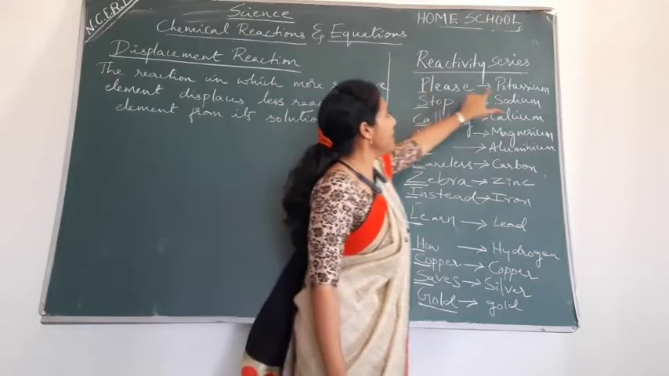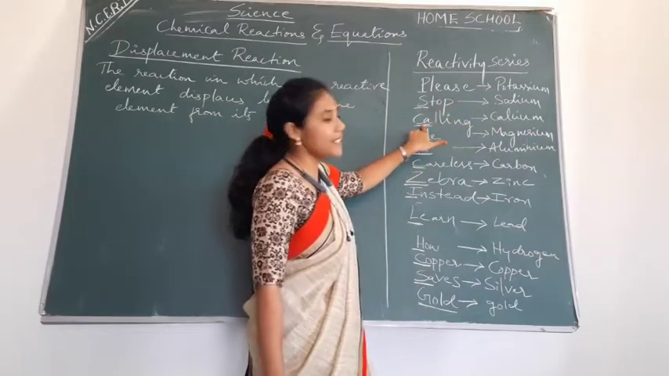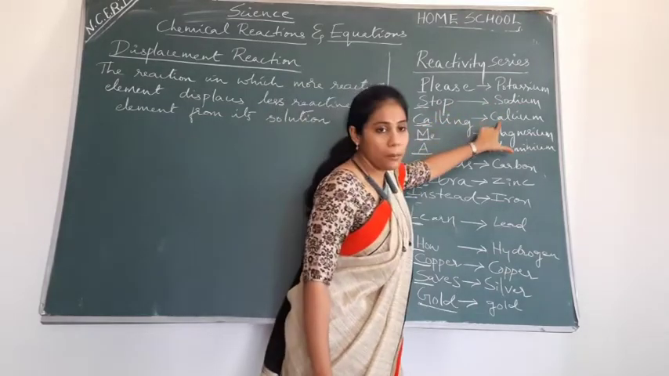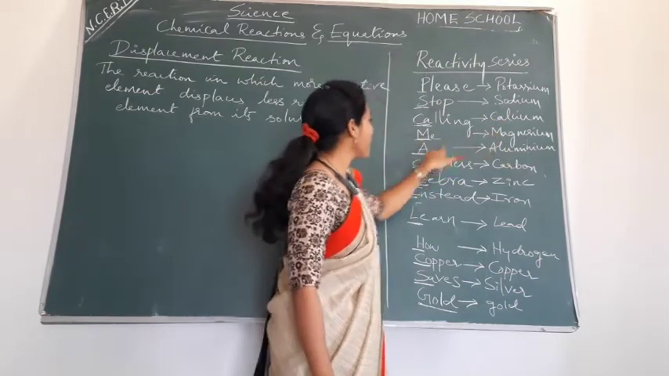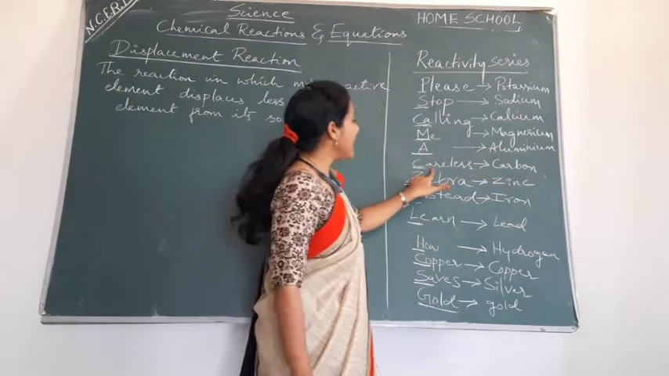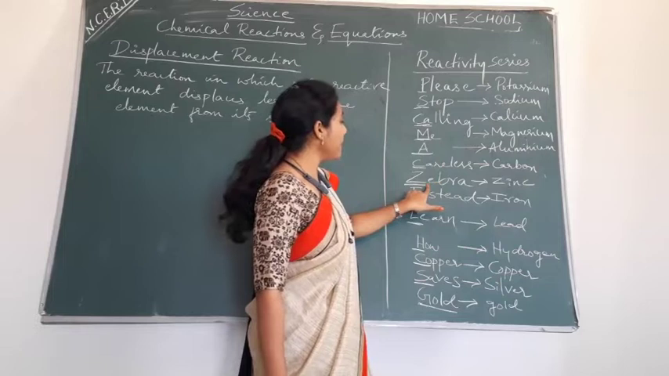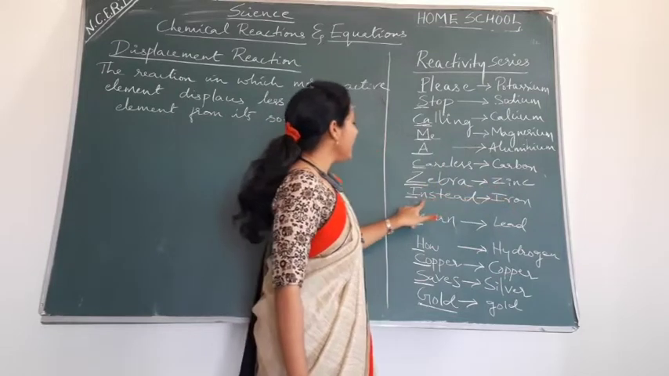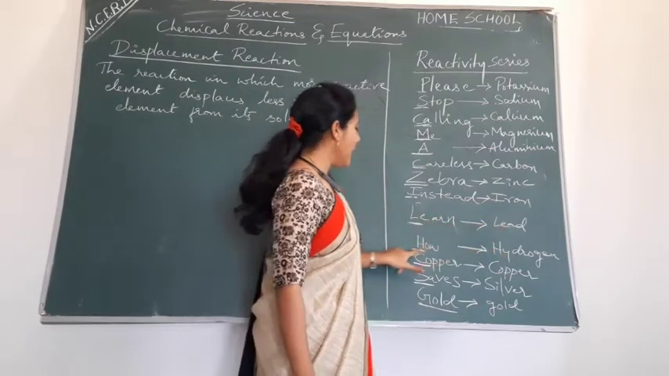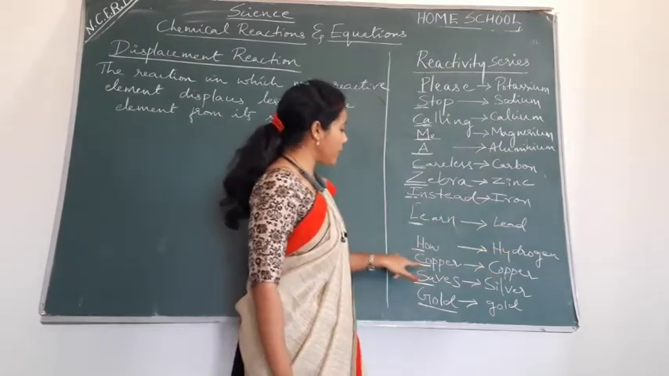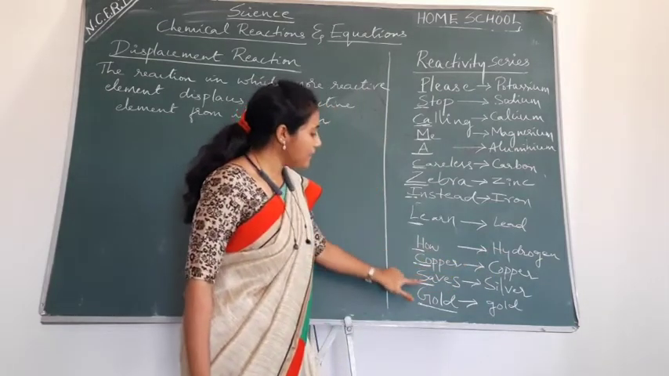Please, here P means potassium. Stop, S in the sense sodium. Calling, here Ca is there, no? Ca is nothing but calcium. Me, M is there, no? M stands for magnesium. A stands for aluminium. Careless, in careless, that C stands for carbon. In zebra, that Z stands for zinc. Instead, I stands for iron. Learn, L stands for lead. How, H stands for hydrogen. Copper, C stands for copper. Save.